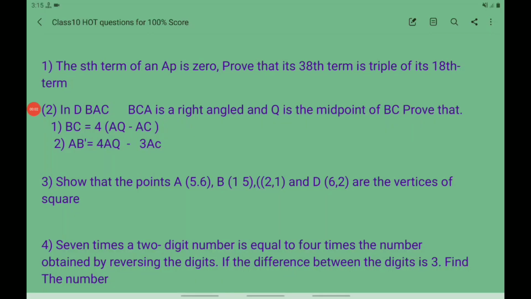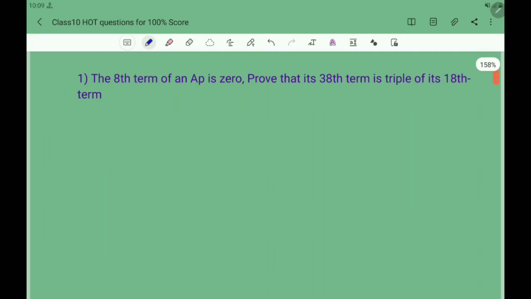Hello children, these are the hot questions for you to score 100 marks in your public exam. If you practice all the hot questions, you can easily solve the difficulty level questions in the question paper. So children, try to solve the higher order thinking questions to score maximum marks in your board exam. Here there are 4 questions and it is the first part of the hot questions for 100% score.